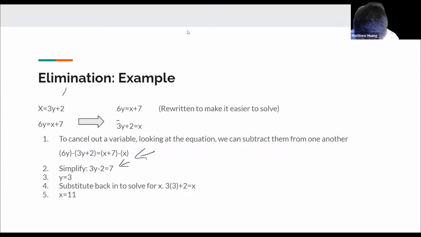Actually, to finish out this problem, we have solved for y after the elimination, but then we implement substitution again at the very end. It's just in a simpler method. Since we have y, we plug y back into this original equation to find the value of x. So 3 times 3, which is y, plus 2 would equal x, and x comes out to be 11. Are there any questions?